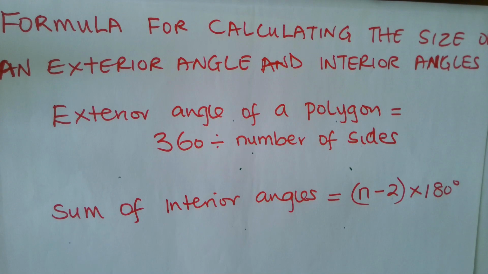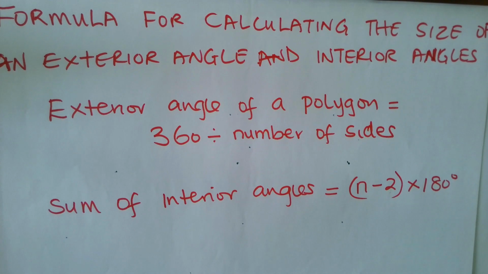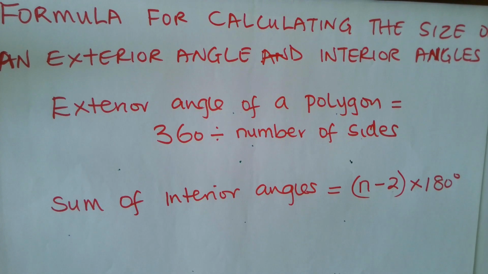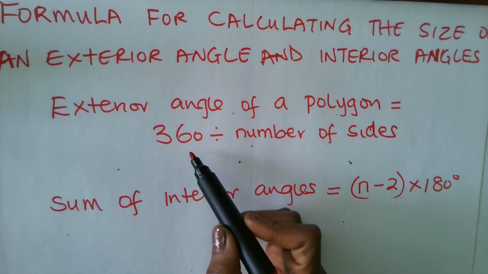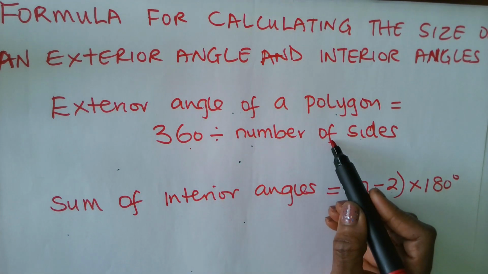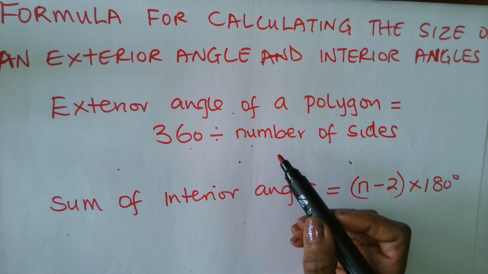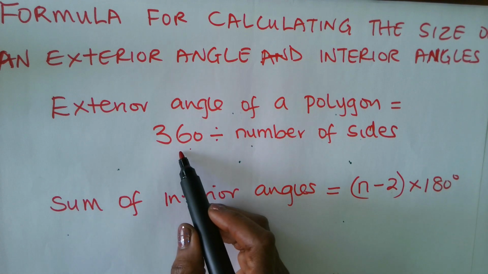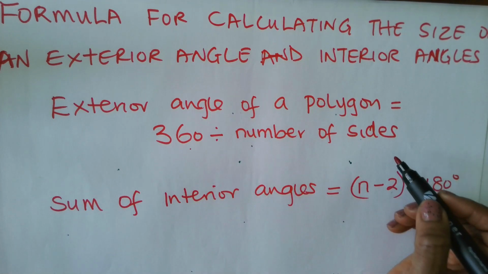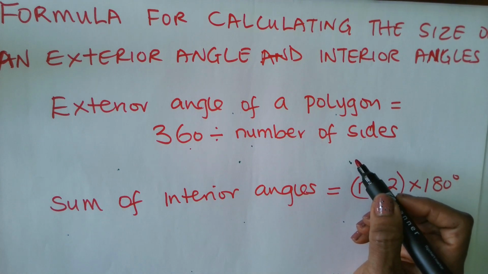So, the formulas for calculating the size of the exterior and interior angles. Now let's look at the exterior angles. The exterior angle of a polygon is equal to 360 divided by the number of sides. So we're going to be looking at some examples. If we've got a hexagon, for example, we're going to do 360 divided by 6, which is the number of sides, and that will give us 60.